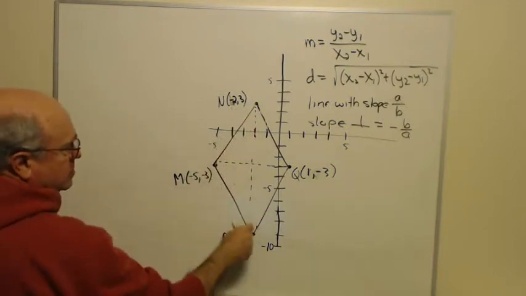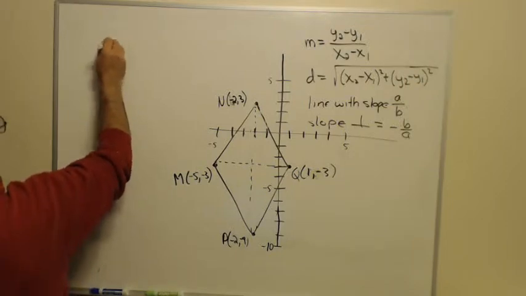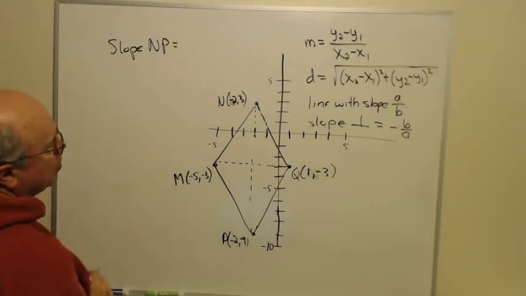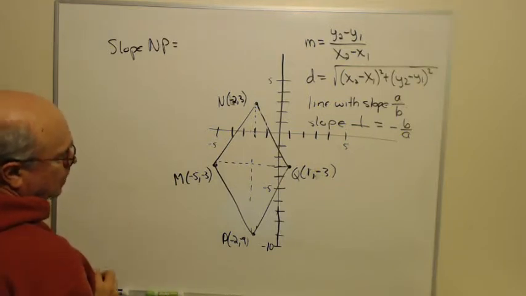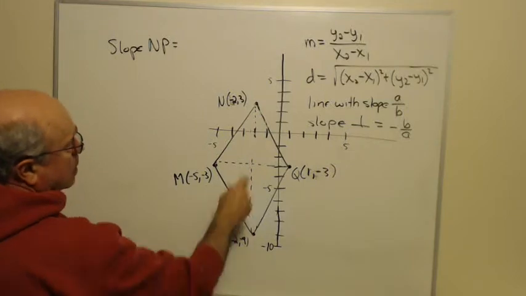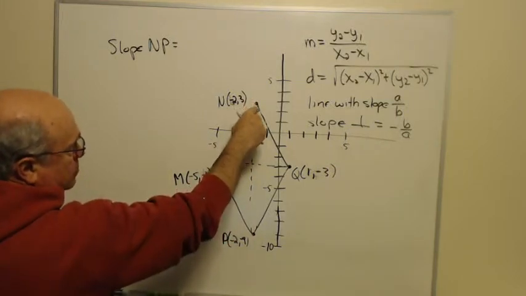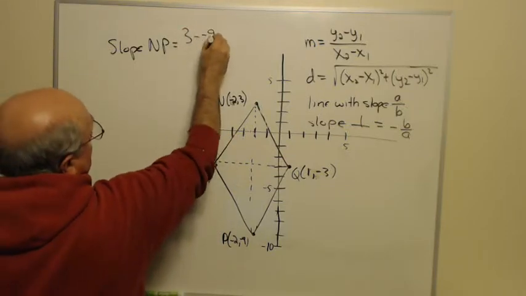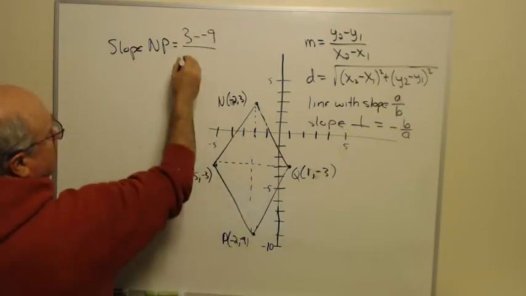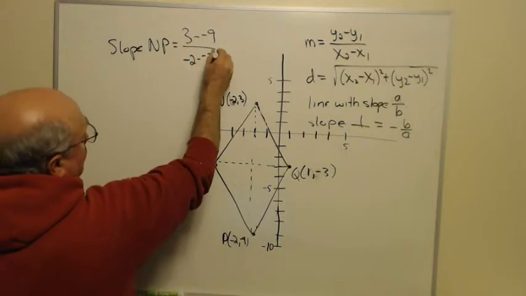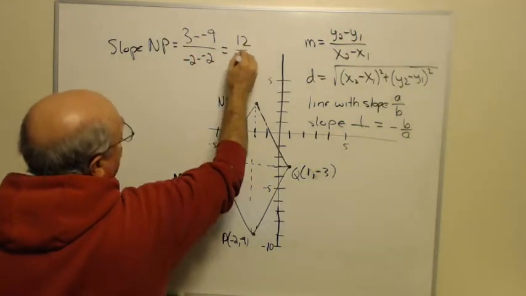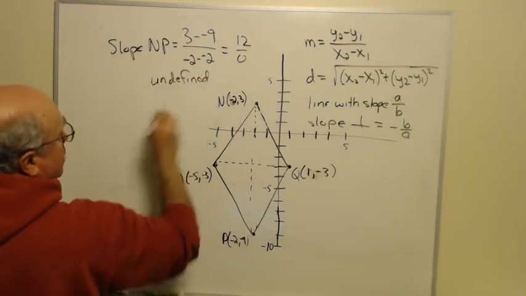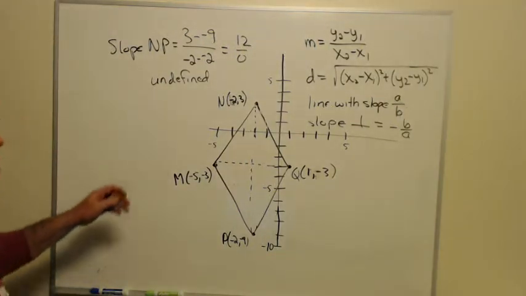So if I find the slope of NP, well, that's going to be 3 minus a negative 9 over negative 2 minus a negative 2. Well, that's 12 over 0. This guy is undefined. That means it is a vertical line.